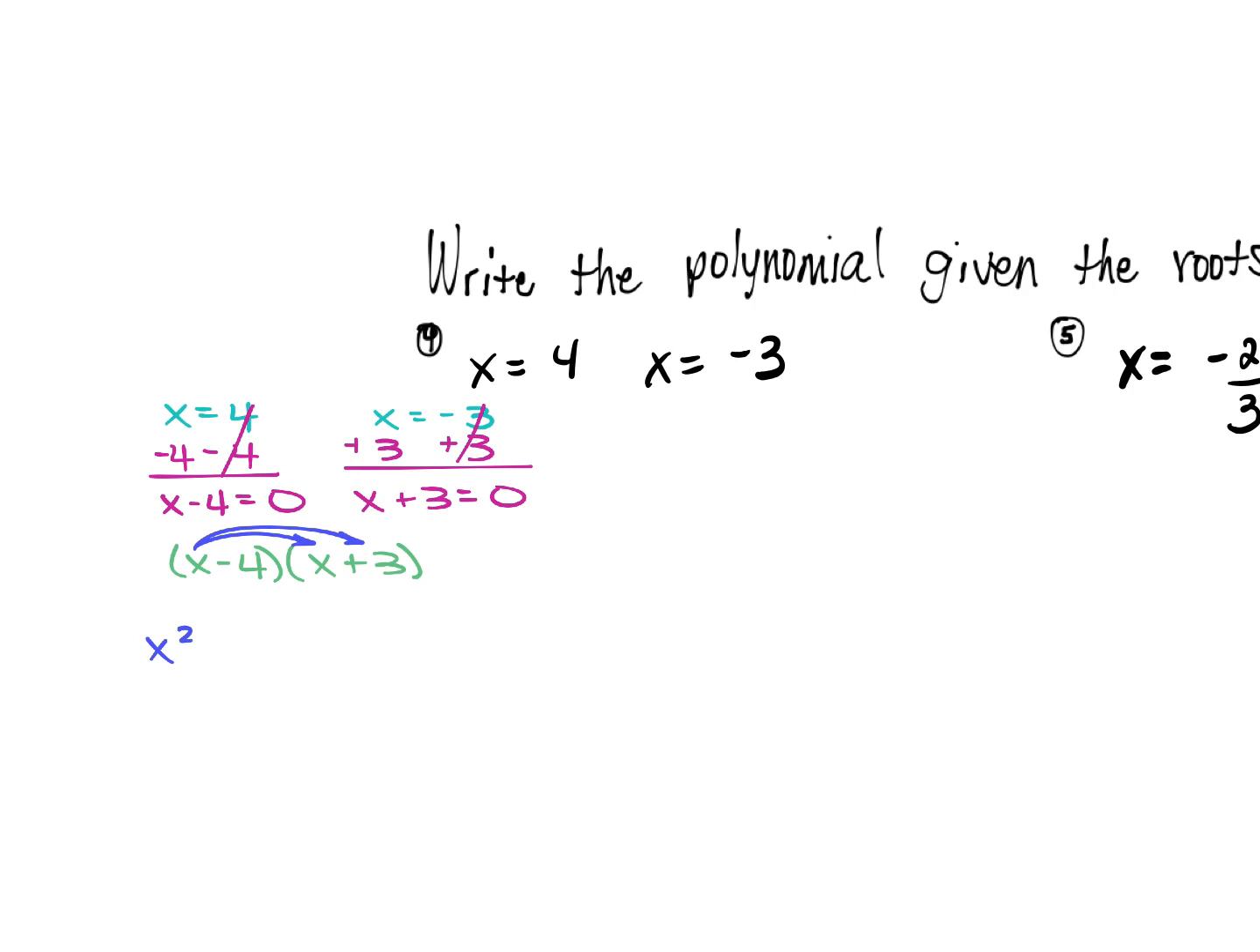X times 3 is 3x. Negative 4 times x is negative 4x. Negative 4 times 3 is negative 12. From here, combine your like terms. Your like terms are the 3x and the negative 4x. So this leaves you with x squared minus x minus 12.